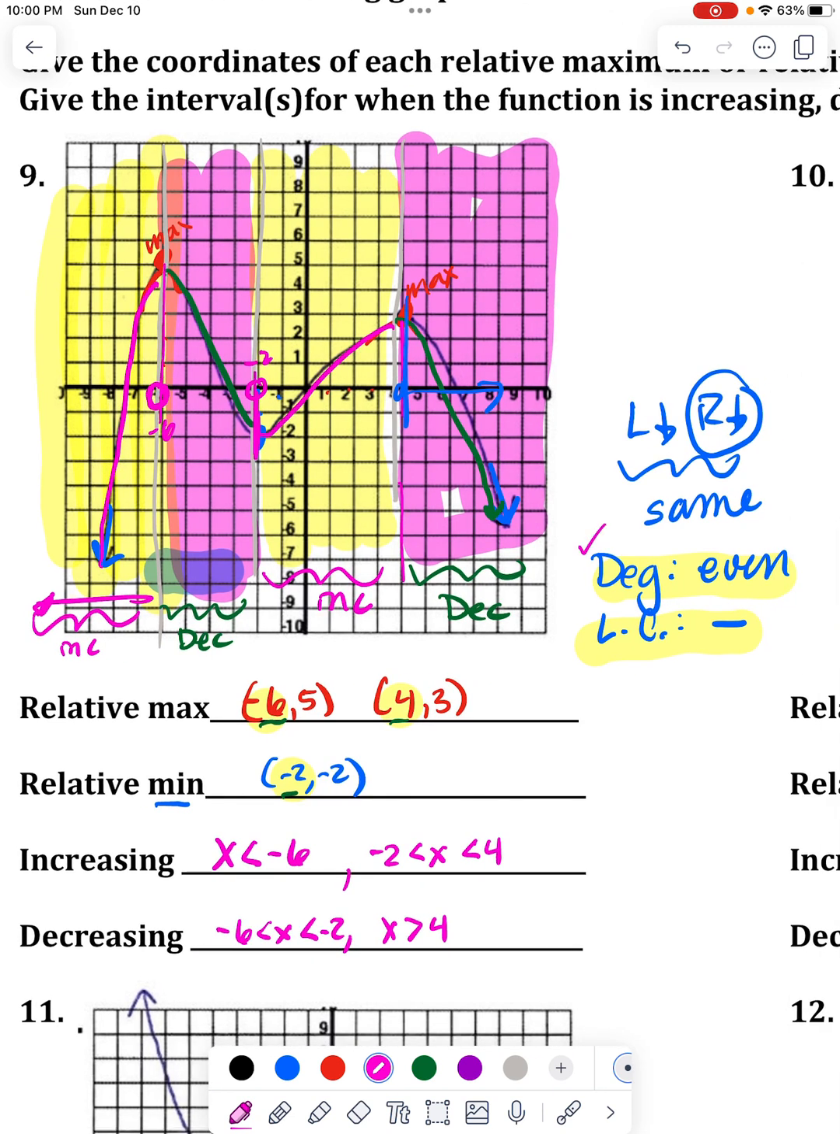And so these are the things you want to be able to do. Say, oh, that degree must be even because the ends are doing the same thing. The leading coefficient must be negative because the right end's going down. And then be able to list the max and mins. Those will be listed as x, y points. And then increasing and decreasing, these are going to be what we call intervals, like from here to here. But the key is to use the x values only.